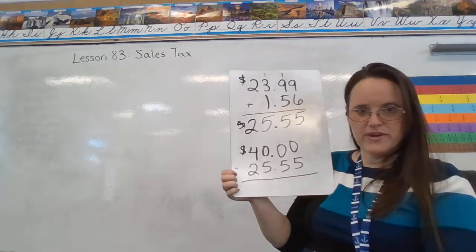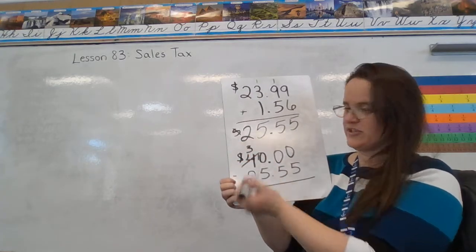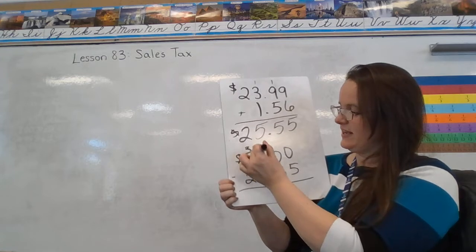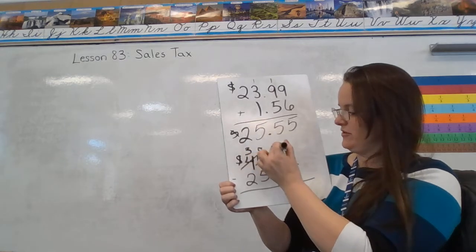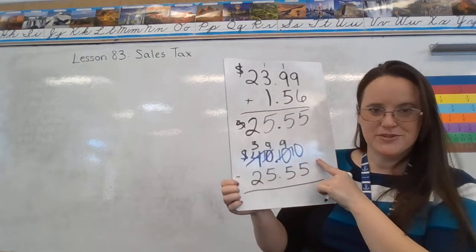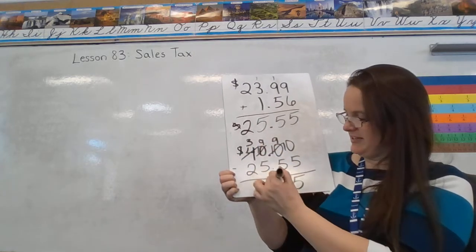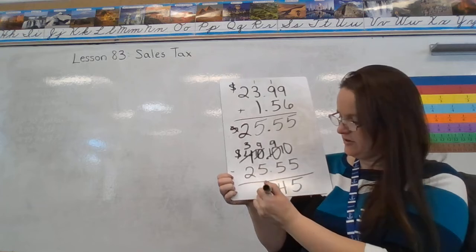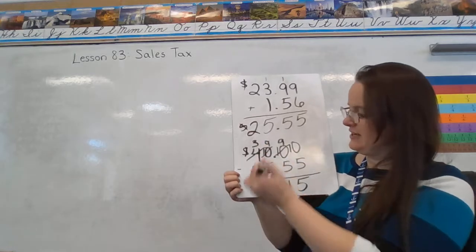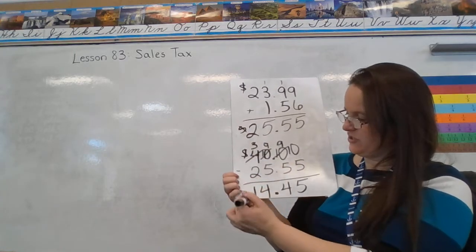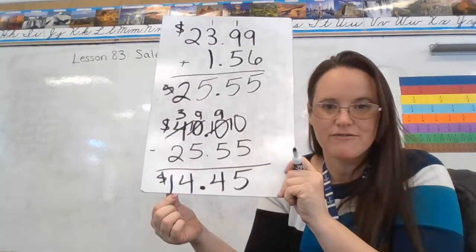I can't take 5 away from 0. I have to go all the way over to my 4 to borrow, which is going to turn this into a 10. So then I can borrow, which is finally going to turn that to a 10. So 10 minus 5 is 5. 9 minus 5 is 4. Don't forget the decimal point. When we add and subtract, we just line them right up. 9 minus 5 is 4, and 3 minus 2 is 1. So her change would be $14.45.